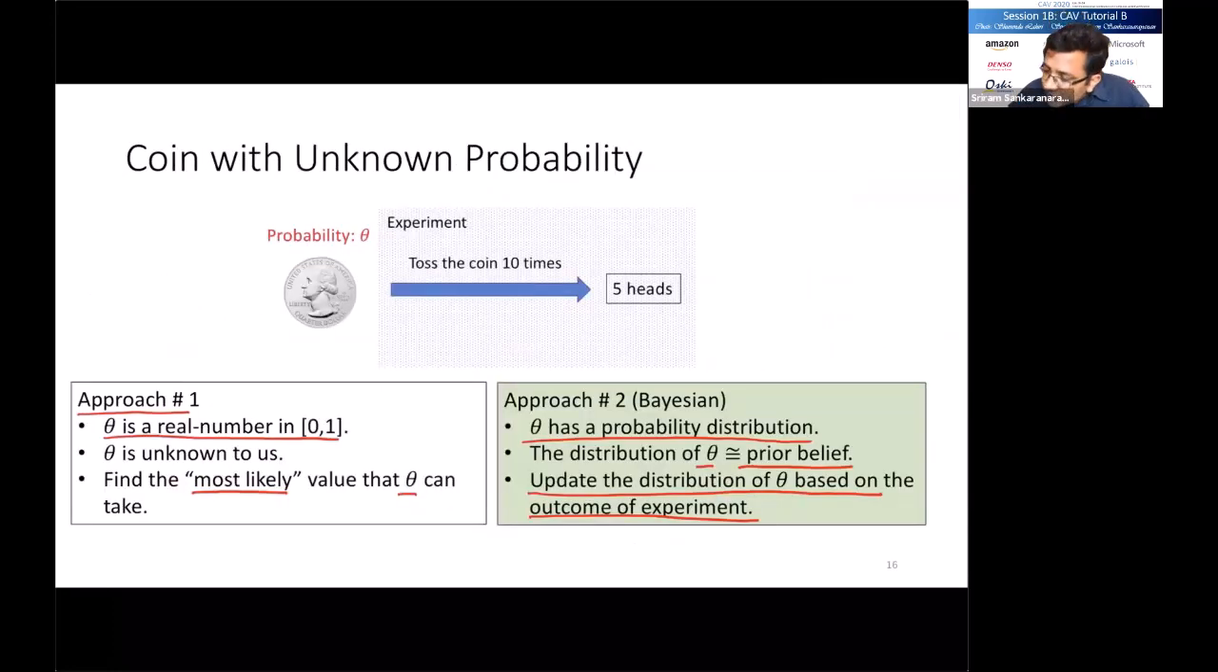Sorry, the left approach is the right one with the... Is the same as the right one with MAP, maximum. Okay. So, now you're dragging me into something where I'm not an expert.